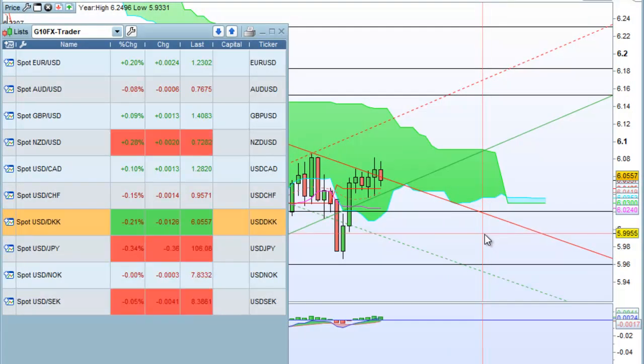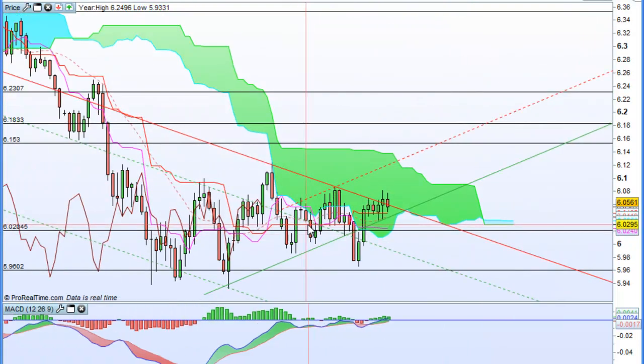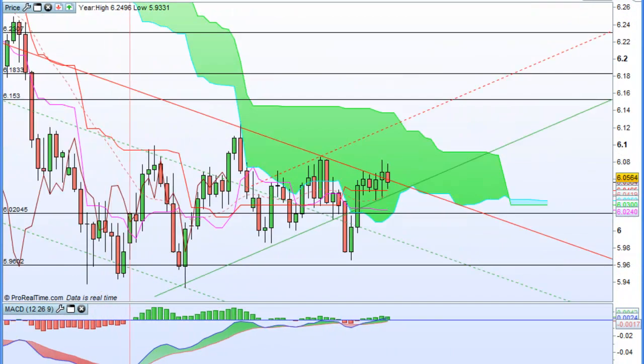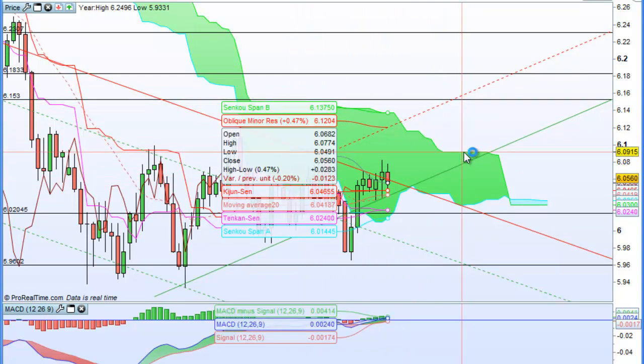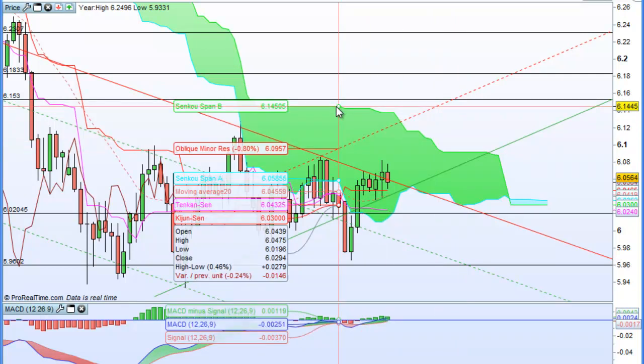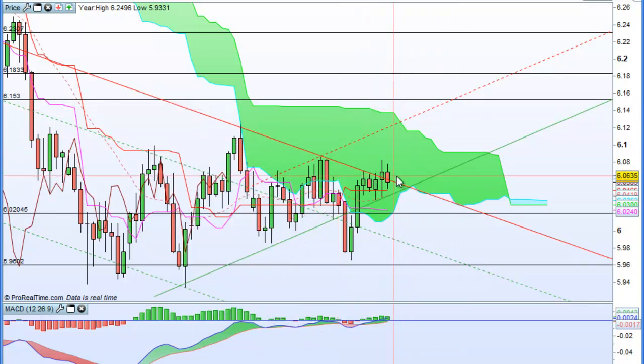US dollar Danish krone, struggling with cloud chart resistance within the cloud. We've had a MACD buy back here. Quite a volatile trade, but now it's back and forth, digging into the cloud chart resistance. Upside targets here are 6.0915, and then the top end of the cloud here at 6.1445. So these are potential resistance areas.